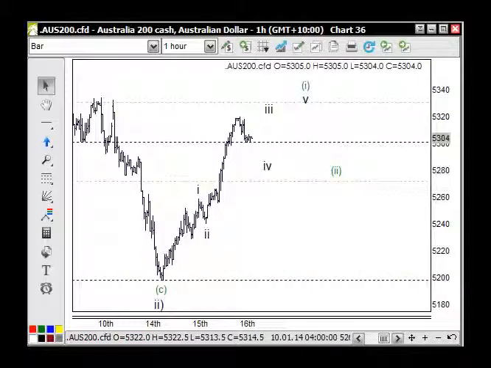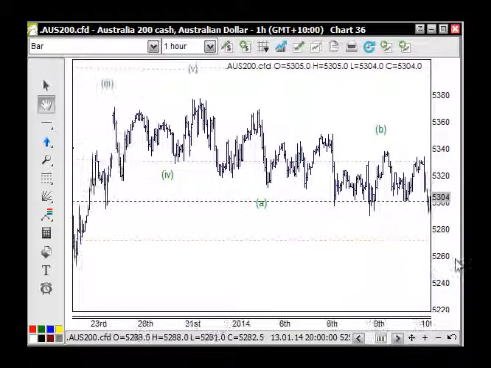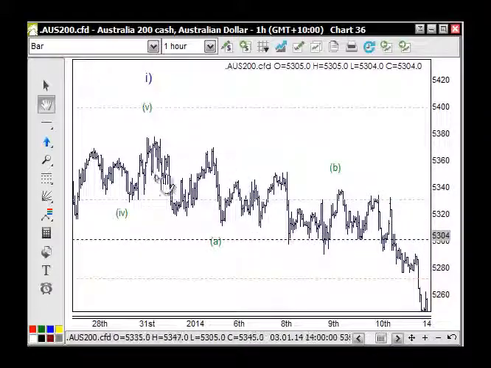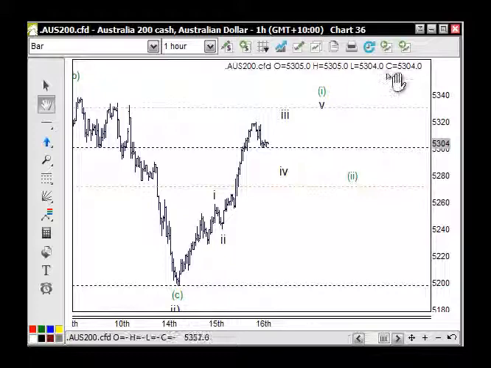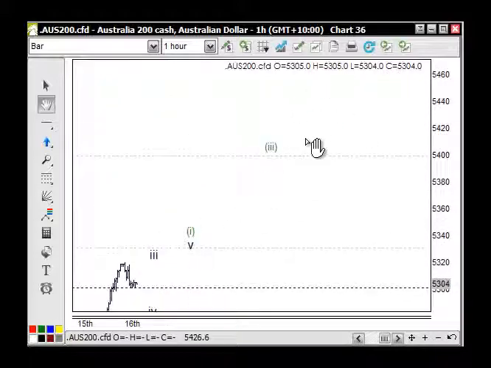Okay, the Australian market, the ASX CFD, is now at 5,300. The 5,300 is extremely important because it's the top of minor group 1, and support here would see further upside towards the 55 level. So we failed at support last time through here. But we're looking at this as being a corrective move down through here.